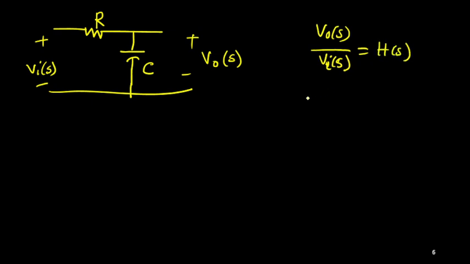Whenever we find a capacitor, its impedance or reactance will be replaced by the reactance capital X C, which will be 1 upon C s. That's all. Then you may consider this as one block. Its reactance I'll consider as 1 upon C s.